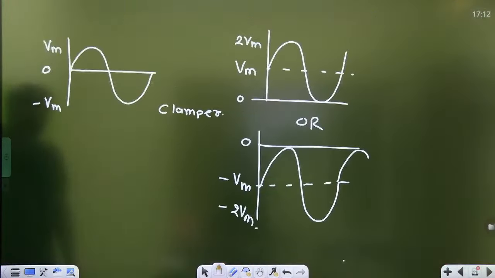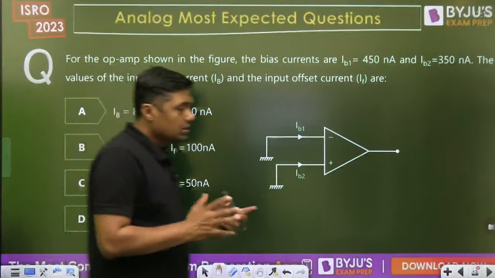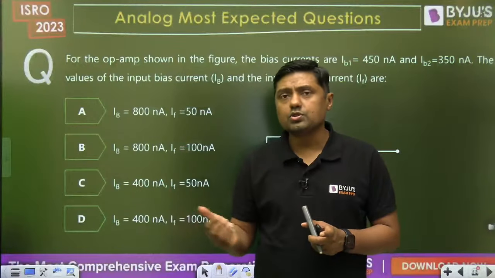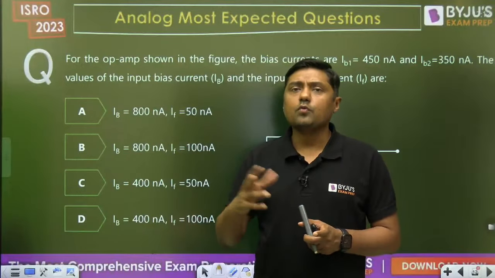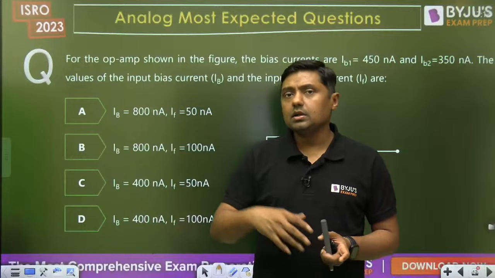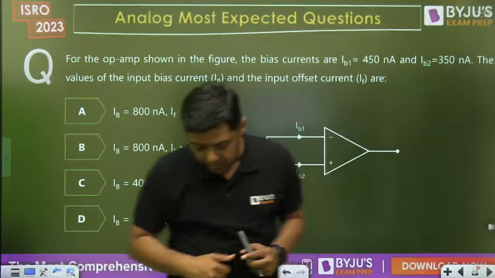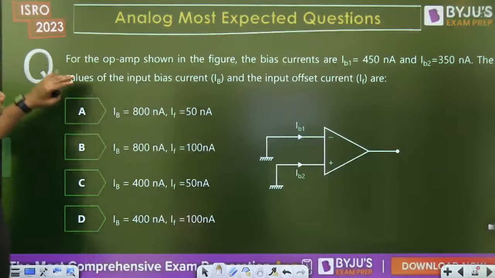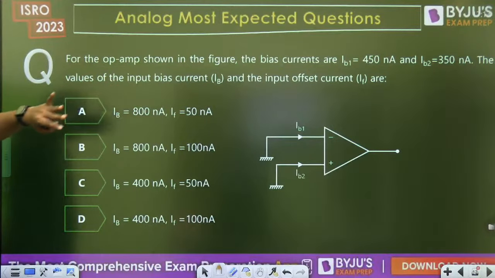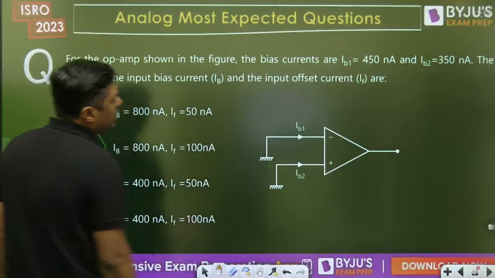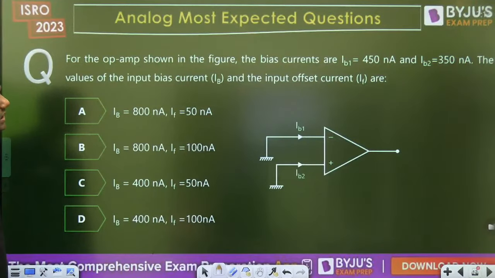Now, second one. Now, questions on offset voltages. So, watch the last previous year question paper. Offset voltages, offset current, bias current, input bias current, right? Input offset current. So, that is the question. Please try to give me the answer. For the operational amplifier shown in the figure, the bias currents are 450 nanoampere, this is the IB1, and 350 nanoampere. The values of the input bias current and the input offset current are.